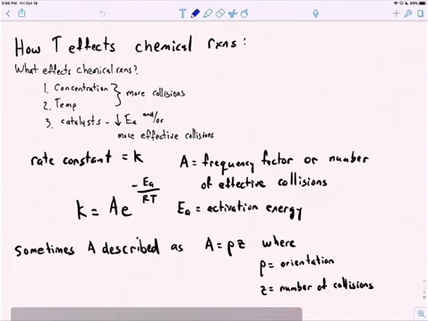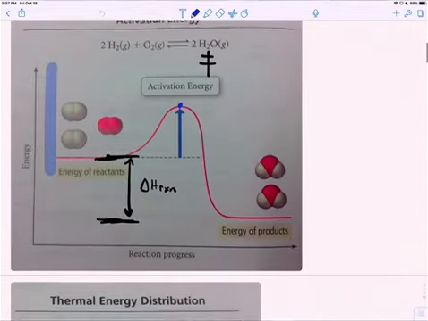Sometimes you can describe A as a function of P times Z, where P is the orientation and Z is the number of collisions. Because there's a difference between backing into something and hitting something face on with your nose. Depending on the shape of the molecule, if you have a big molecule, it really depends on where the collision happens, where the reaction happens. So that's the orientation. And here's a picture of that.